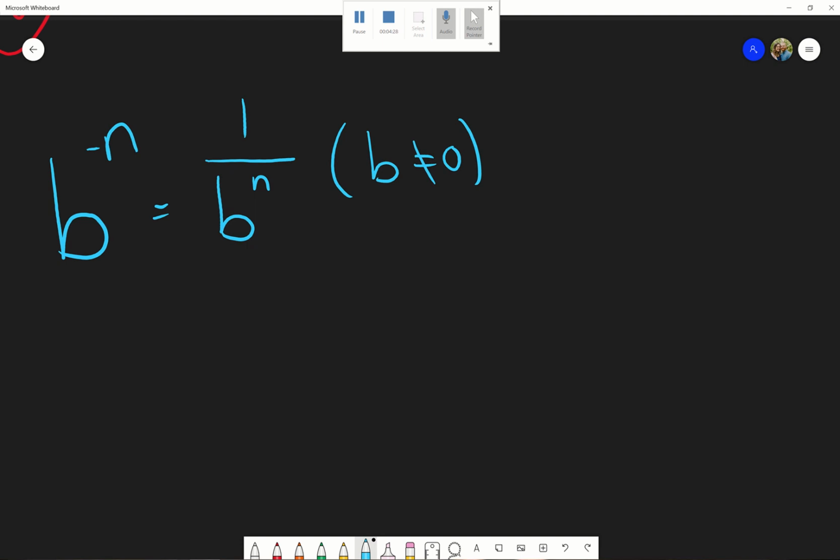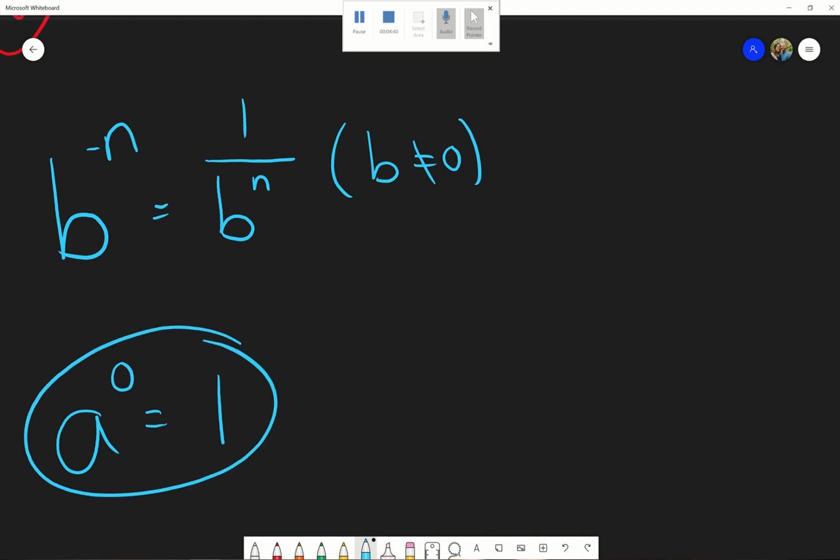anything to the power of 0. Anything to the power of 0 equals, does anyone know? It equals 1. Anything to the power of 0 equals 1. 100 to the power of 0 equals 1. 7 to the power of 0 equals 1. 3,982 to the power of 0 equals 1. Anything to the power of 0 is going to equal 1. That's just how it's going to work, and it's going to be all right.